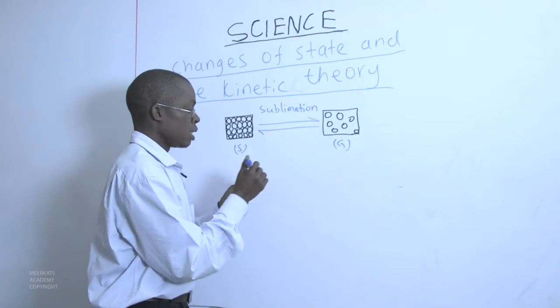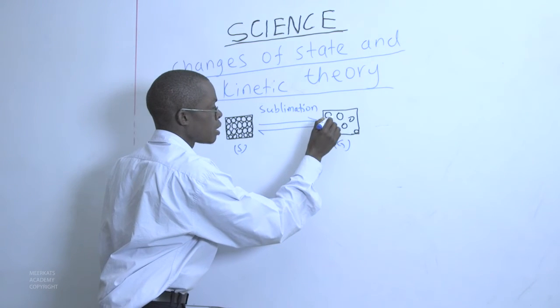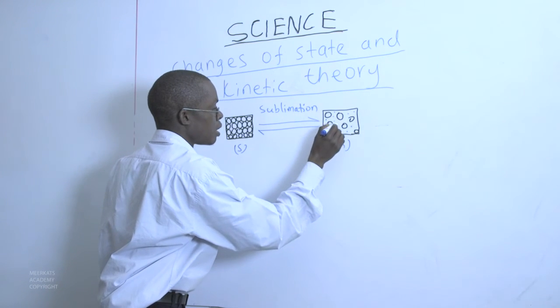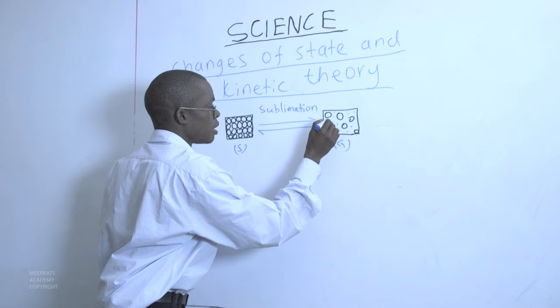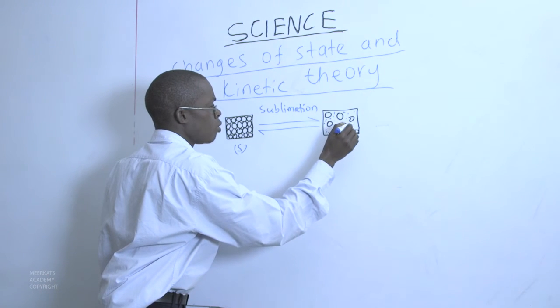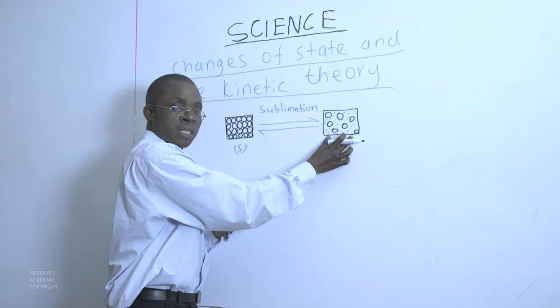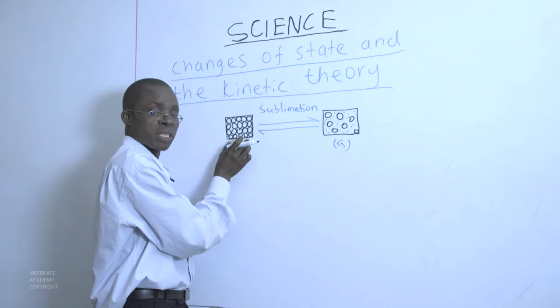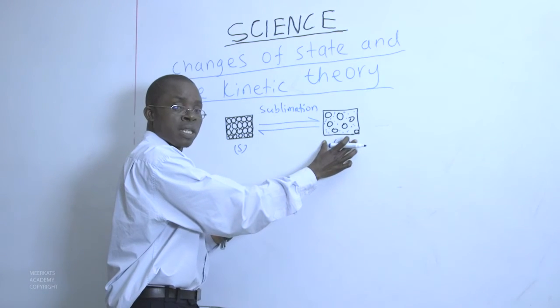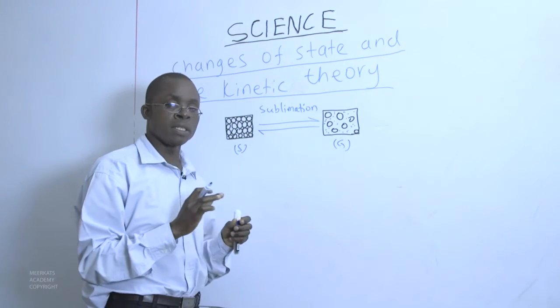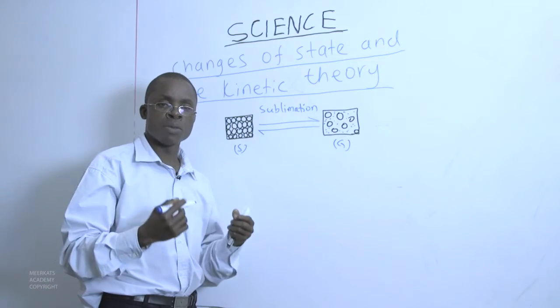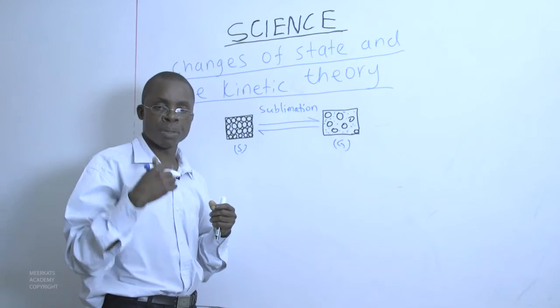If there are spaces, these are the spaces. These are gas. So, for you to be able to compress these particles, you need to have spaces. Look at the solid: no spaces. But here, gas, there are spaces. So, our answer must have something attached to space.